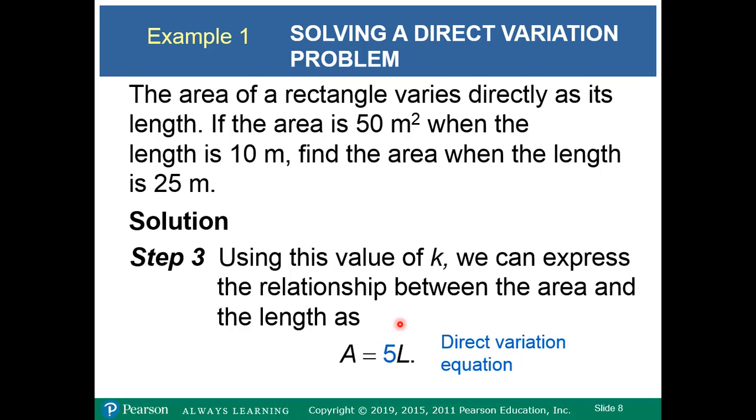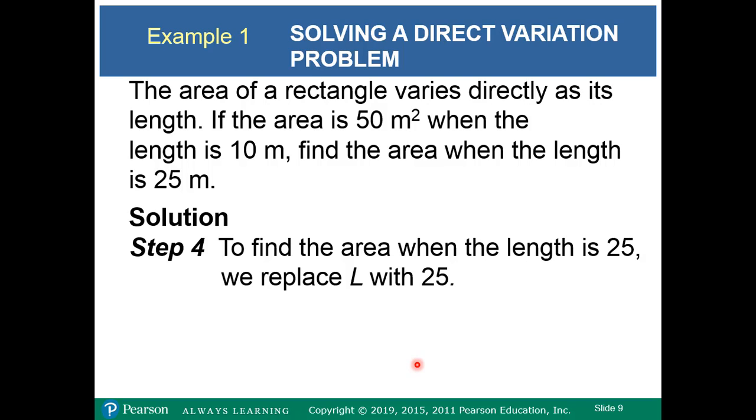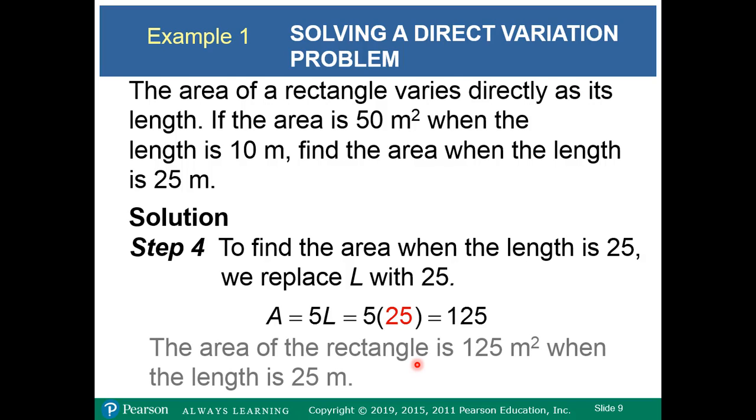Now we can solve for the unknown they're asking for, which in this case is area. They want to know the area when the length is 25. So we plug in 25, multiply by 5, and we get 125. So the area is 125 square meters when the length of the side is 25 meters.